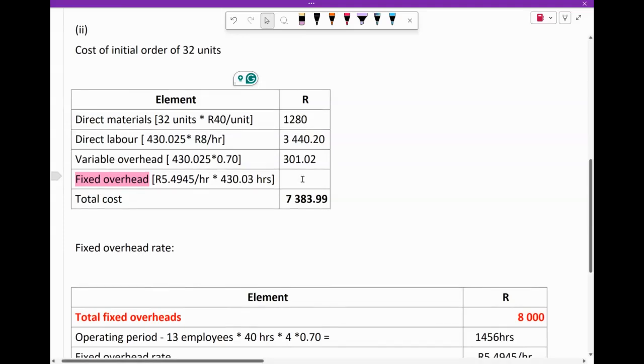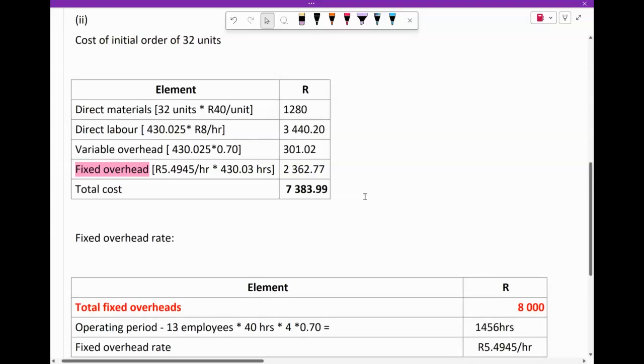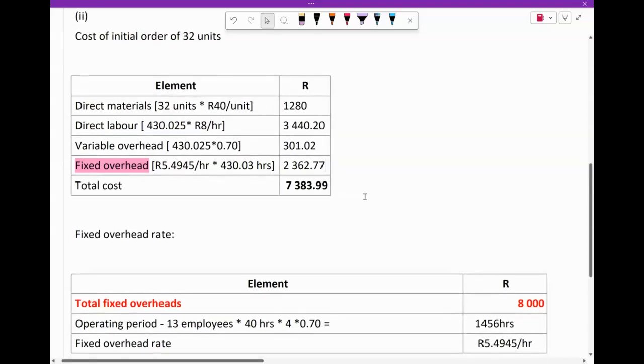So as Ash said, we then times 430 times your 5.4945. 2362.77. Yeah. And if we add those together, are we arriving at that 7,383? Okay, might be a difference on the cents. No, it's exactly the same. Okay, that's great. So now we have the cost of our order. Because as you highlighted, we only have 32 according to the order.